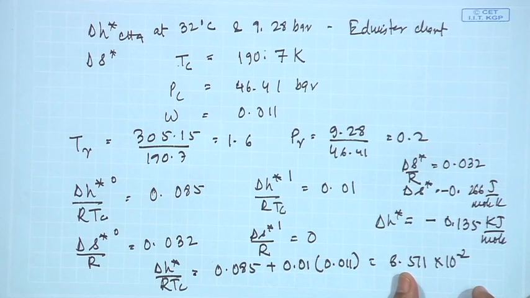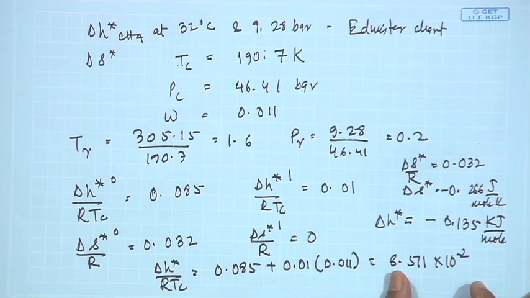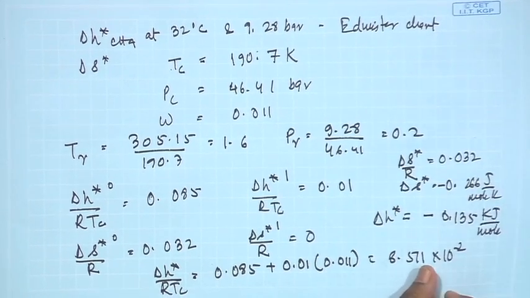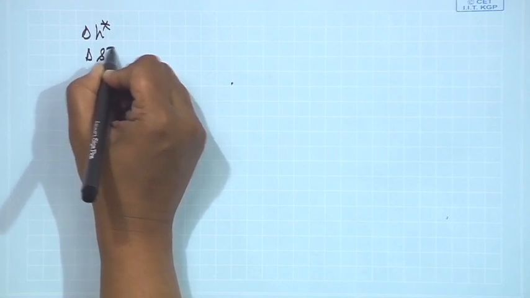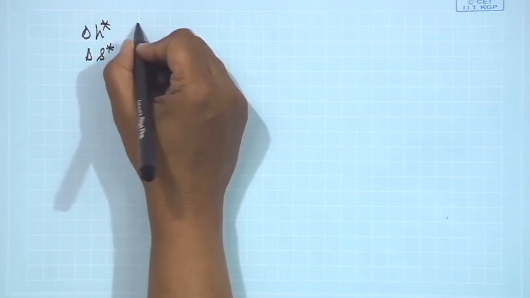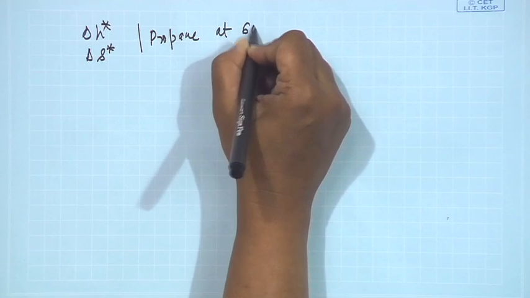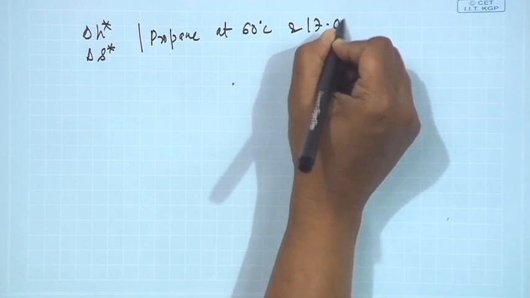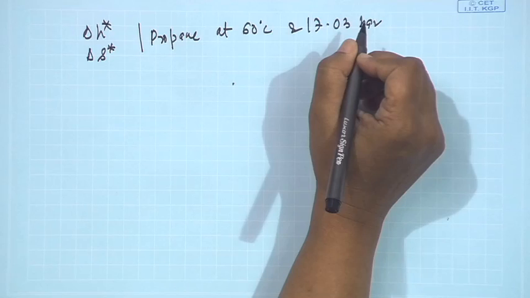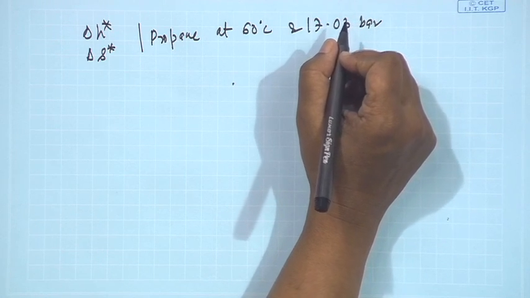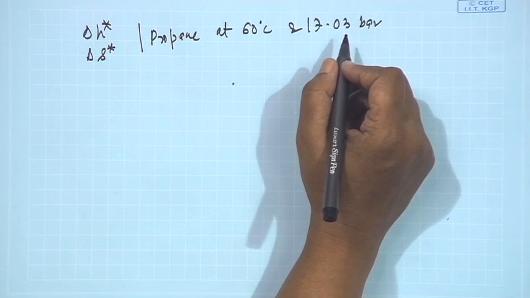So in this particular way you can take up a few other problems and find them out. For example, take up the problem for propane. Instead of methane, suppose I tell you to find out delta H star and delta S star for propane at 60 degrees centigrade and 17.03 bar. You can use the Edmister's chart for doing this. I'll just give you the answers. You compare and see whether you could do it or not.